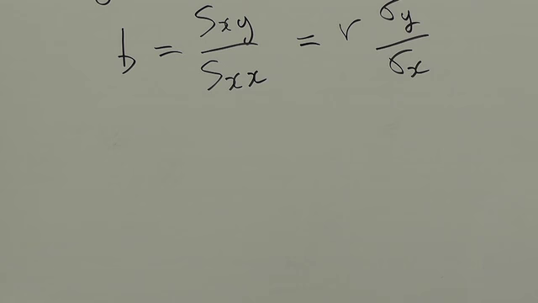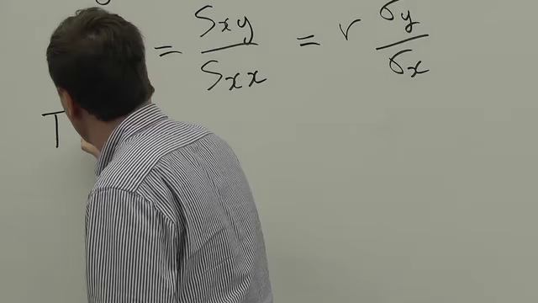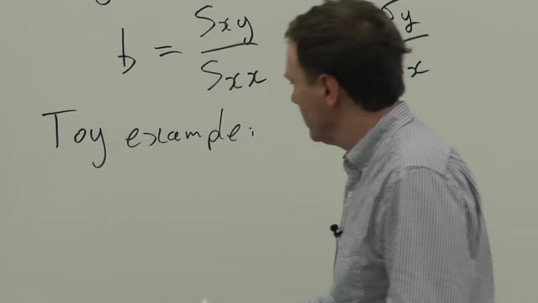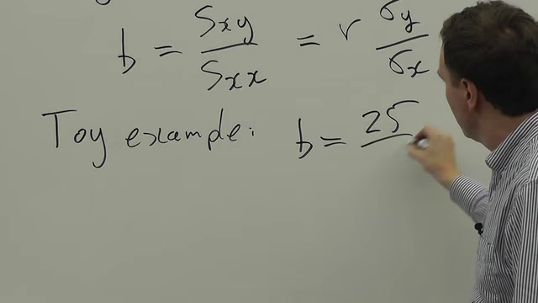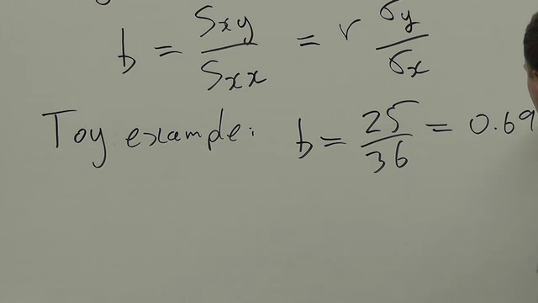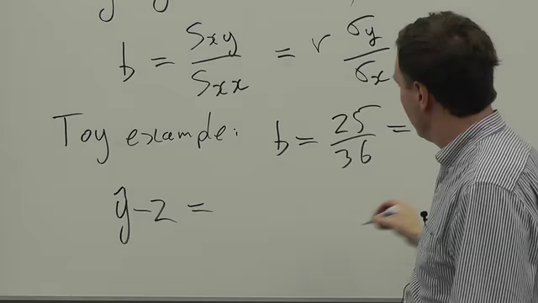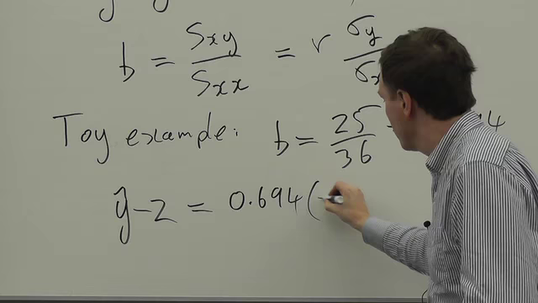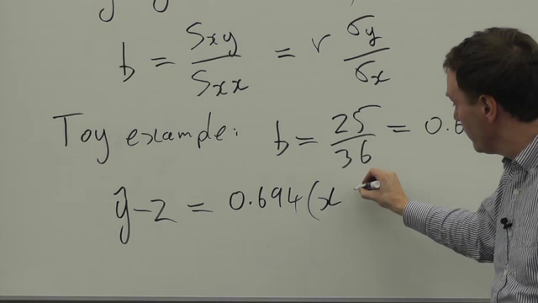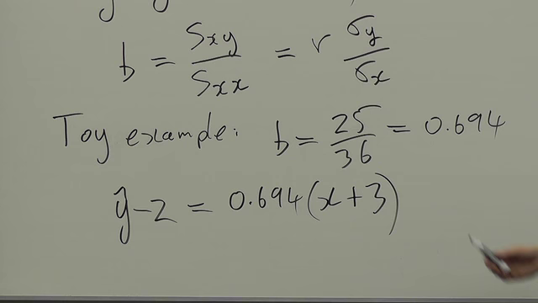Turning again to the toy example, and just doing the calculations in case they make things clearer. Using the numbers from earlier, and the A-level version of the formula, we find that b is 25 divided by 36, which is 0.694 to three decimal places. So our formula for a prediction is that the prediction for y, minus 2, is equal to this value of b, 0.694, multiplied by the difference between the value of x we're interested in and the average value of the x variable. The average value of the x variable is minus 3, so we get a plus 3 here. And we could now, for example, predict the value of y, if this was an interesting example, by plugging in a particular value of x.